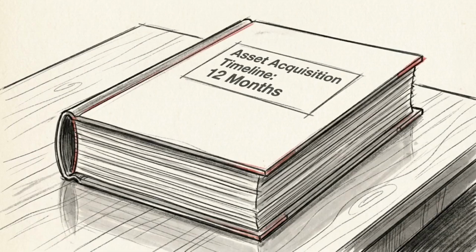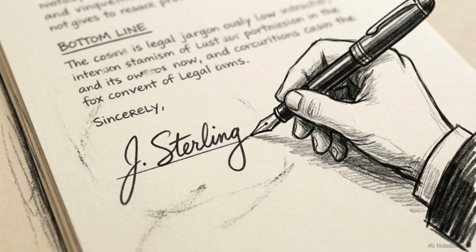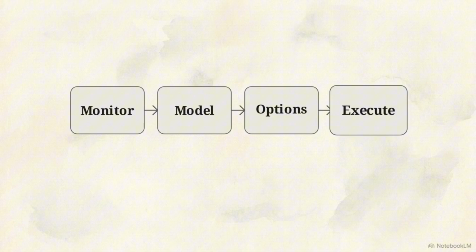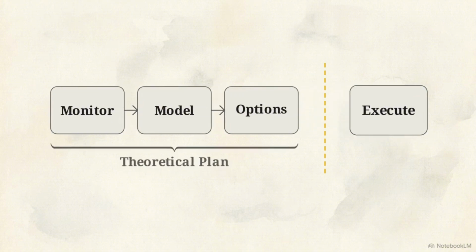Acquiring hard assets and building international supplier relationships takes a year or more. You have to draft these plans proactively. You have achieved true optionality only when your core production is no longer dependent on a single geographic location. The final step of the framework is execute. This separates a theoretical plan from a functional survival mechanism.